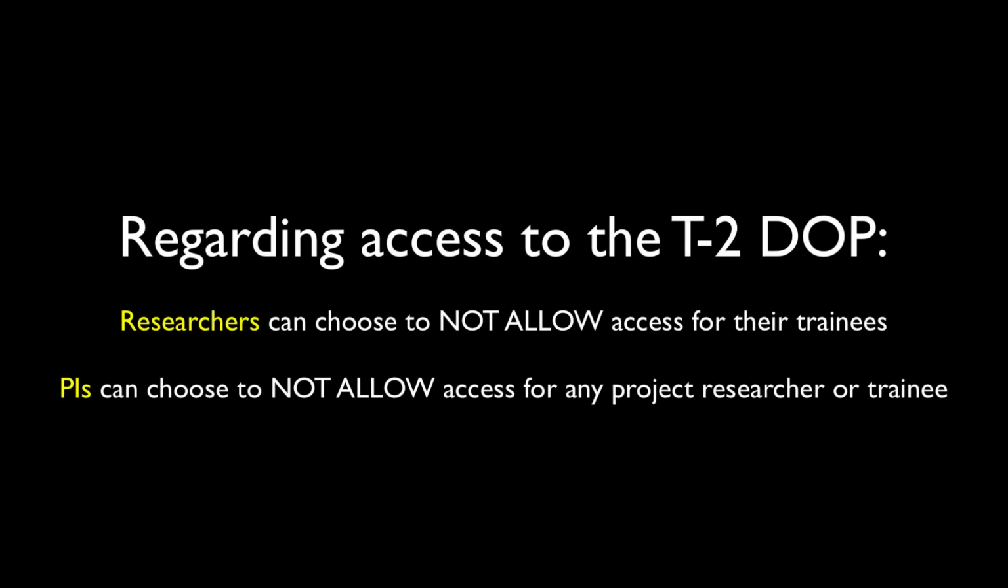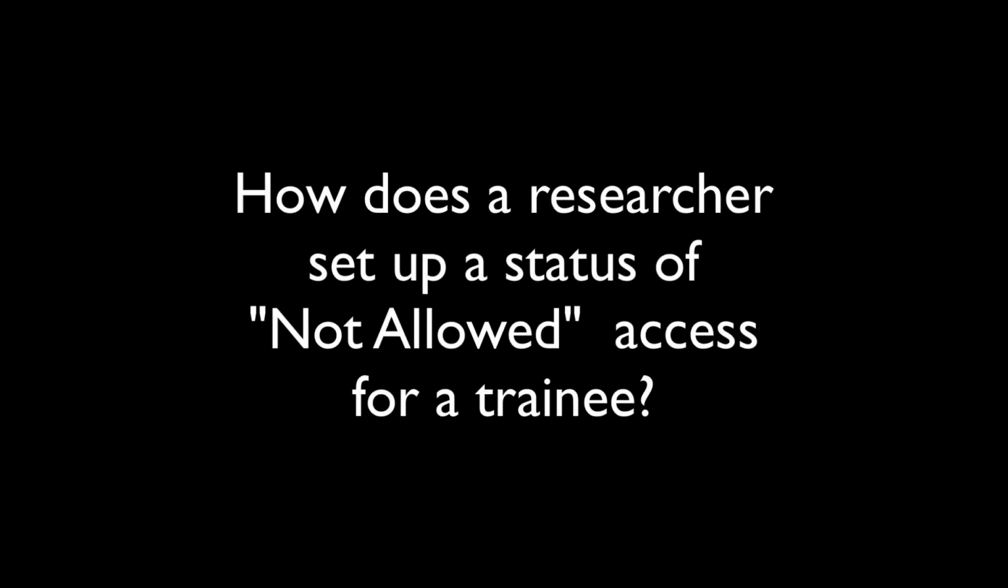The T-2 DOP provides a way for researchers to not allow or block trainee access to the T-2 DOP, and for PIs to do this for project researchers or trainees. This video will show you how a researcher can set up the Do Not Allow Access status for a trainee.